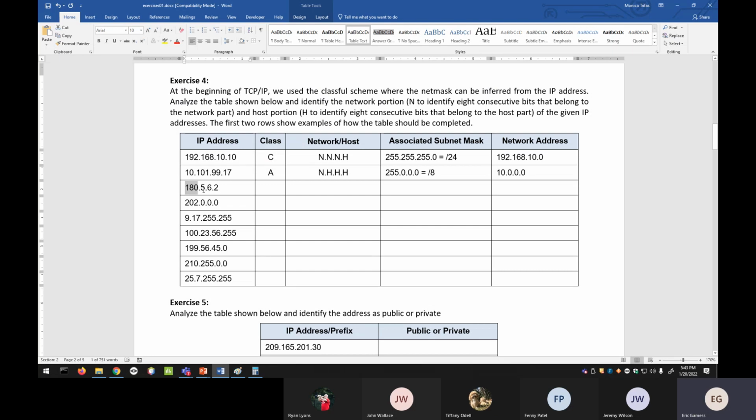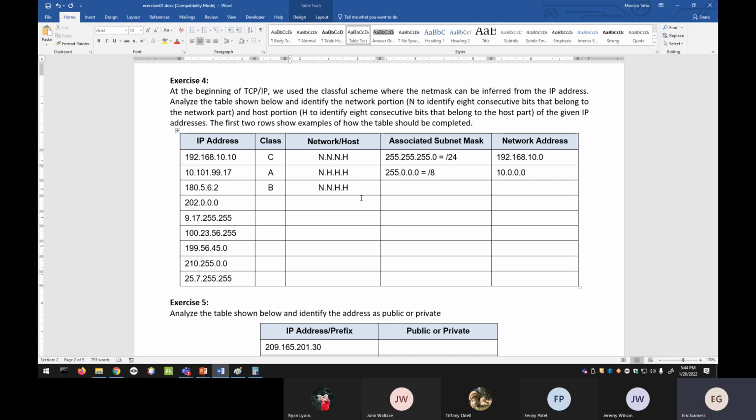Okay, let's do this example. So what can I say about 180? It is between what and what? It is between 128 and 191, correct. So it will be what? A class B. If it is the class B, where is the separation? After the 5, no? It is there, between the 5 and the 6. So what can we say? N, N, H, H, correct.